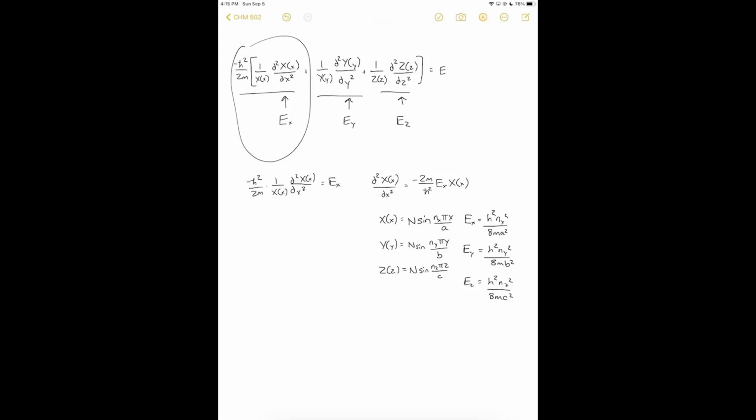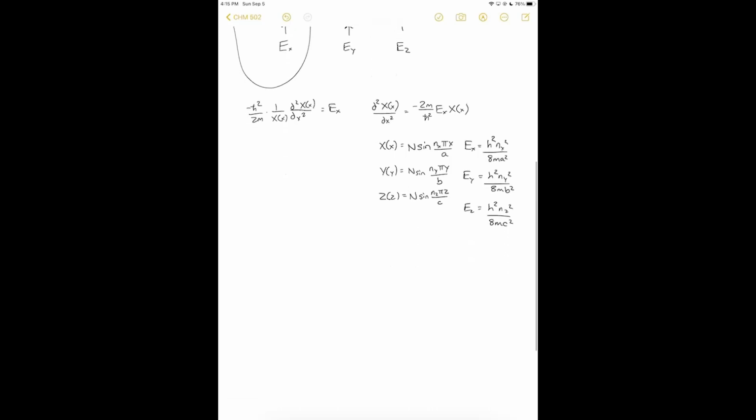So if I wanted to put these back in and figure out what the total solution to the Schrodinger equation was, it's simply the product of all of them. I'm not going to have it normalized, so the N here is just a constant, so I could put those three together, or I could just leave it out. So I'll just write one N normalization constant there. And then it's sine n_x pi x over a, sine n_y pi y over b, and sine n_z pi z over c.